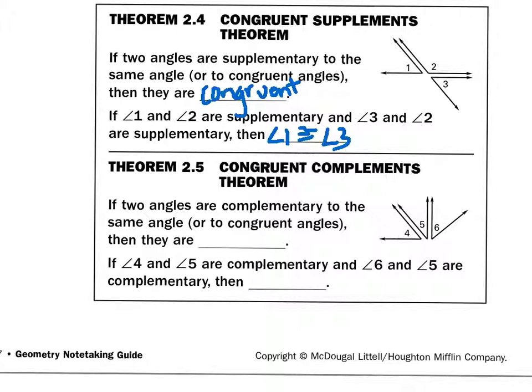And then, theorem 2.5, if two angles are complementary to the same angle, or to congruent angles, then they are congruent. Angle 4 and angle 5 are complementary, and 6 and 5 are complementary, then angle 4 is congruent to angle 6.